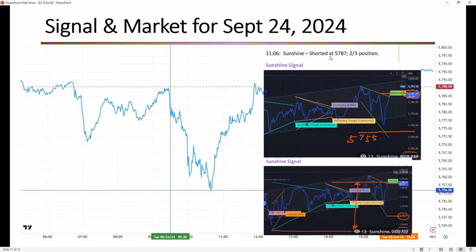And here, Sunshine sometimes will post his trades, but not always. And these trades are posted for reference and not necessarily for someone to follow, because everyone has different risk tolerances. So everybody needs to have their own plan. But these charts are to help you plan your trades.